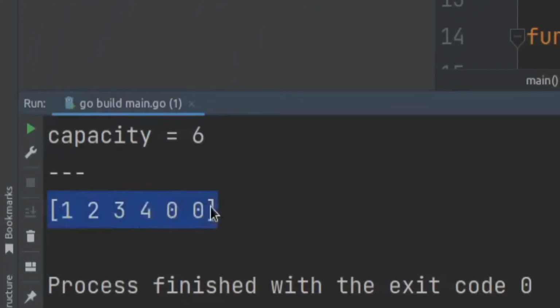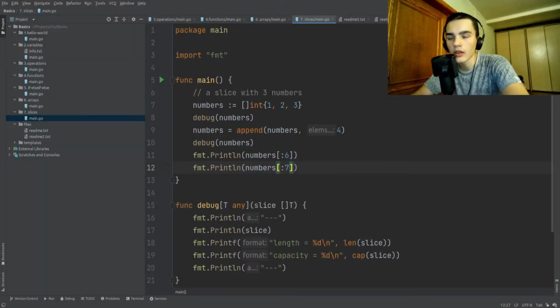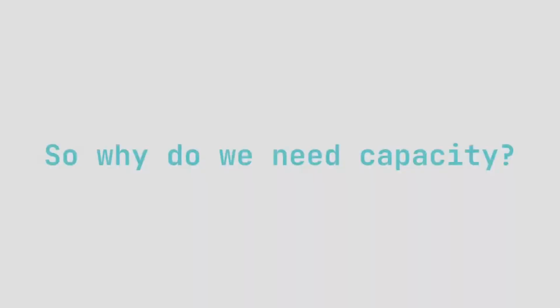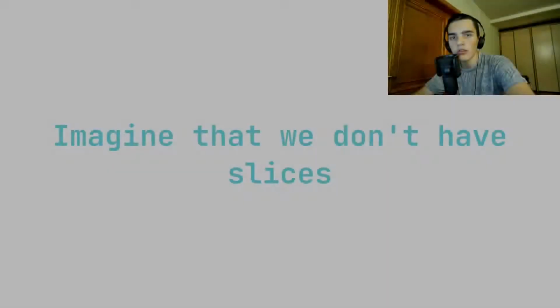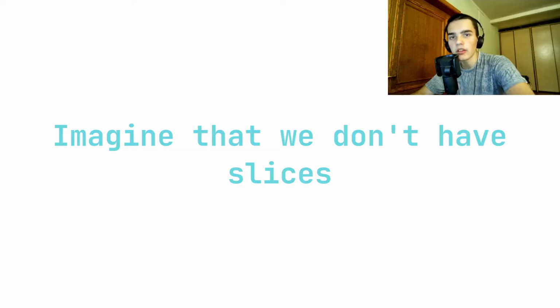1, 2, 3, 4, 0, 0. But if I write number 7, I will get an error. So why do we need capacity? We need capacity to optimize adding speed.